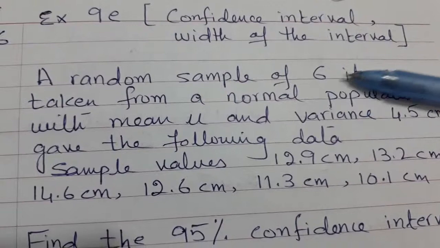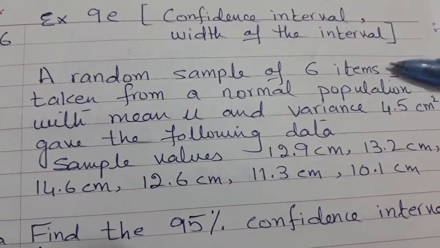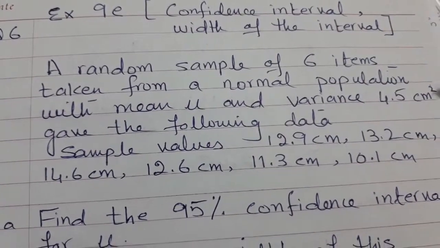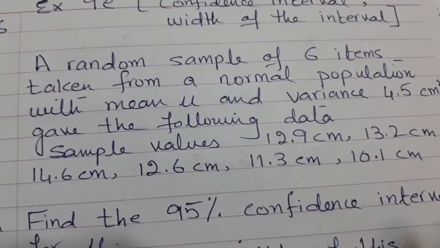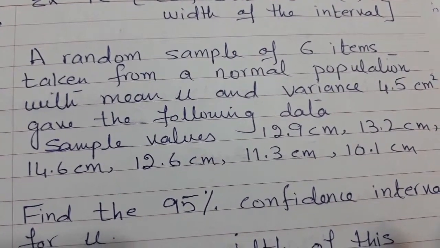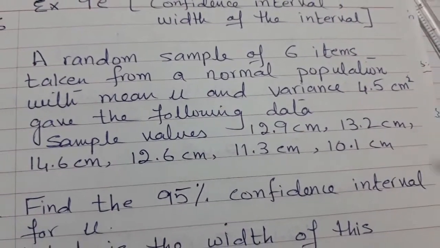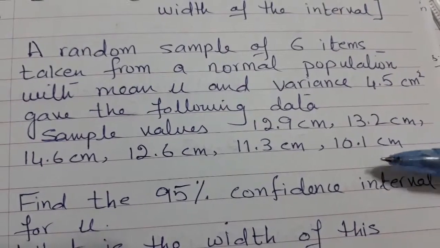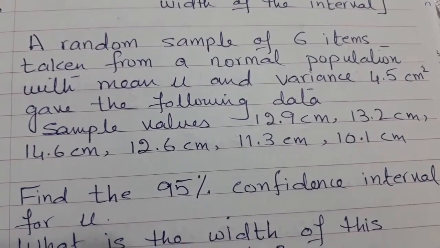Now for example, a random sample of 6 items is taken from the normal population. Mean is mu and variance is 4.5. So you don't know mean. And sample values are these, the 6 values, the 6 items of the sample.